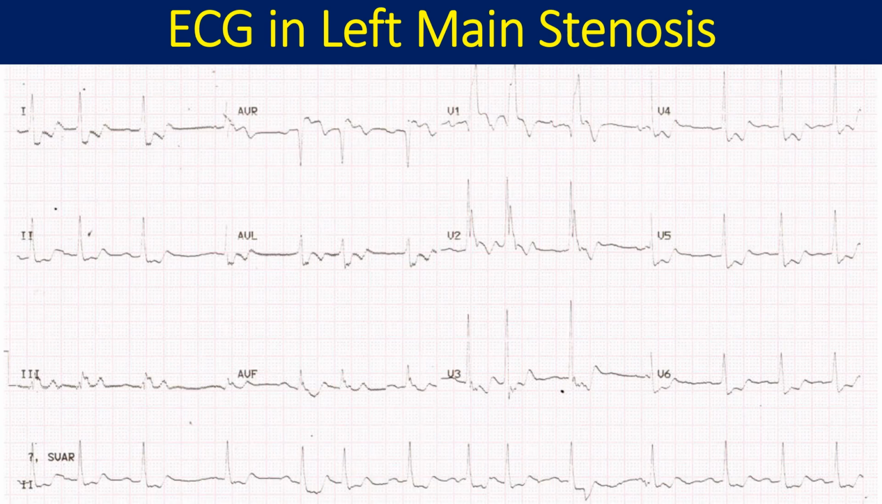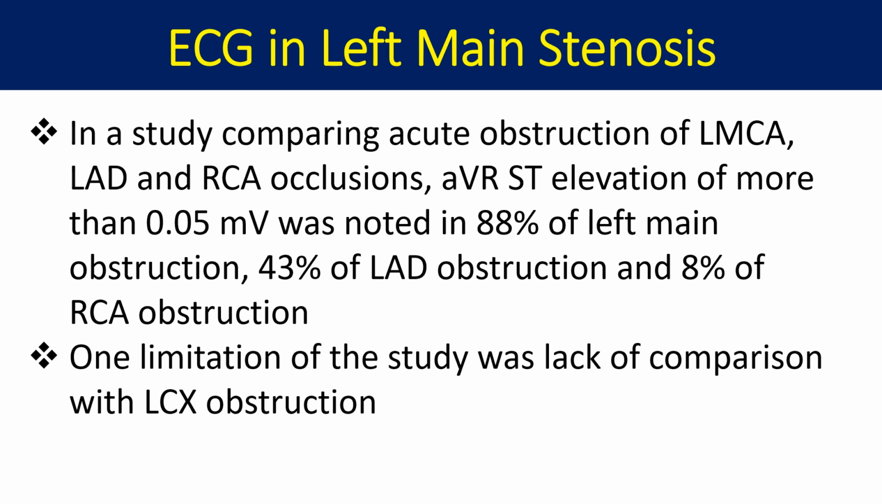Another ECG showing ST elevation in AVR and diffuse ST segment depression in inferior and lateral leads, suggesting left main coronary artery stenosis. ST elevation in AVR more than that in V1 is also suggestive of left main disease. In a study comparing acute obstruction of left main, left anterior descending and right coronary occlusions, AVR ST elevation of more than 0.05 mV was noted in 88% of left main obstruction, 43% of LAD obstruction and 8% of RCA obstruction. One limitation of the study was lack of comparison with left circumflex obstruction.